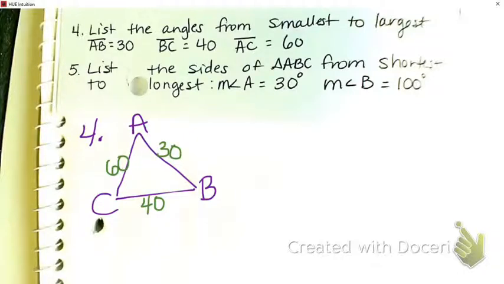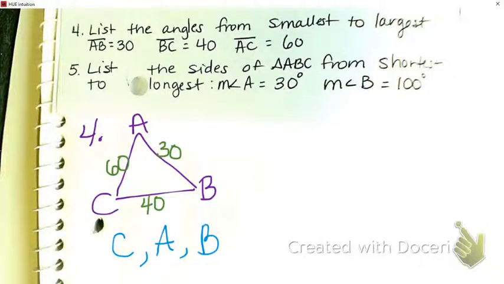Okay, so which side is the smallest? 60, 40, 30. Which one's smallest? Okay, so what angle is across from 30? C. So C is the smallest. Okay, my next one's 40. So look what's next. A. So A is next, right? Because that's across from the 40. And then last one 60, and the B's across from it. Okay, any questions about that?